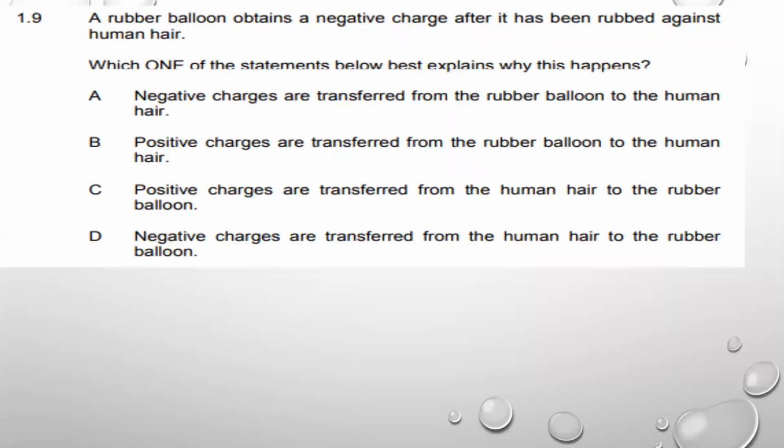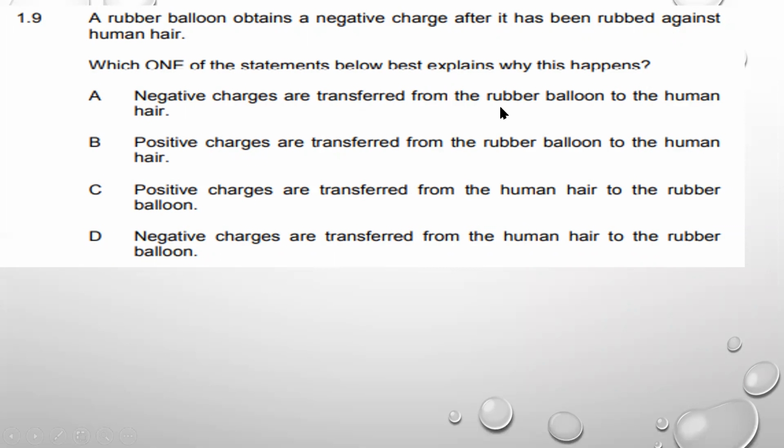Let's continue. Now this question about our electrostatics. Rubber balloon, okay, obtains negative charge. Okay, your object getting negatively charged. If it is getting negatively charged, what's going on? Of course, collecting electrons, collecting negative charge. Let's see our options now.